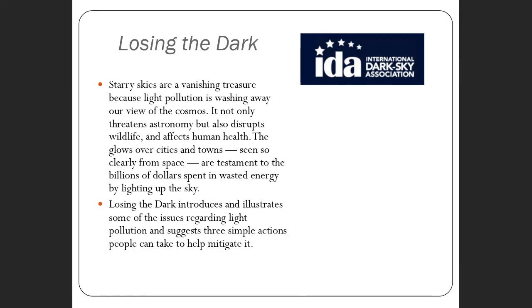And so again, starry skies are a vanishing treasure. I remember when I was a kid, I would see the Milky Way and lots of stars at night, and I certainly don't remember that when I've been out camping or away from the city more recently, right? So that light pollution not only threatens astronomy, but also disrupts our health and that of animals and wildlife. And we're also wasting a lot of money lighting the sky, pointing light upward rather than having it directed downward, right?